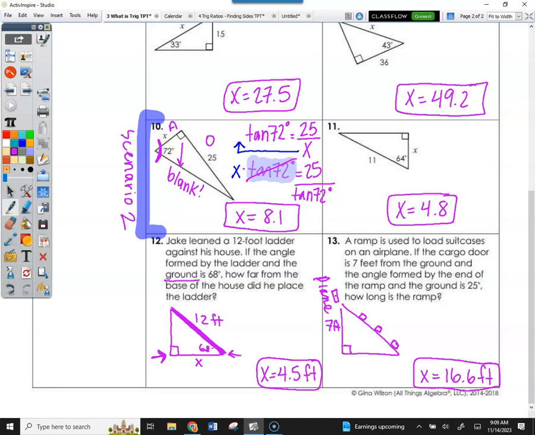And the angle formed by the end of the ramp and the ground is 25. Where does that go? That's between the base and the hypotenuse. Would this be 25 here? No. Down there. It says with the ground, so on the bottom. How long is the ramp, which means find which side? The hypotenuse. That says 7 feet, by the way. For some reason, it looks like 7 capital A. That's definitely FT.